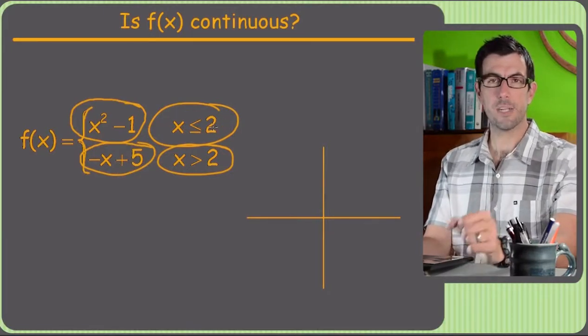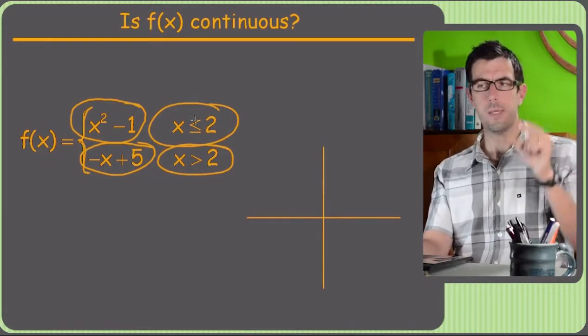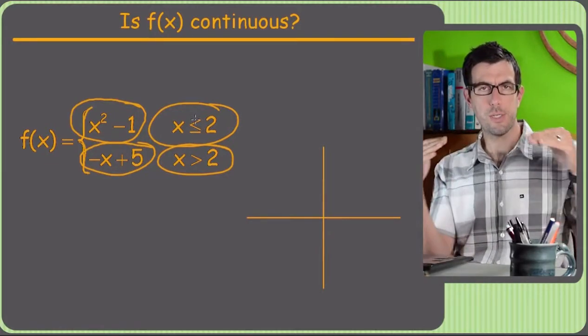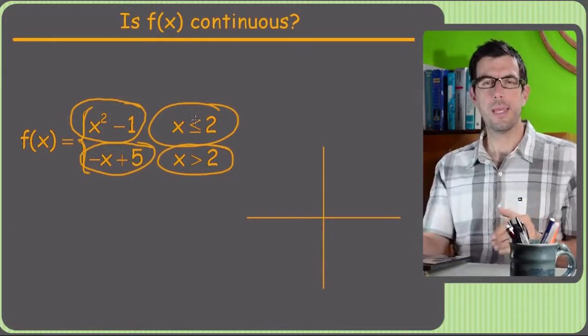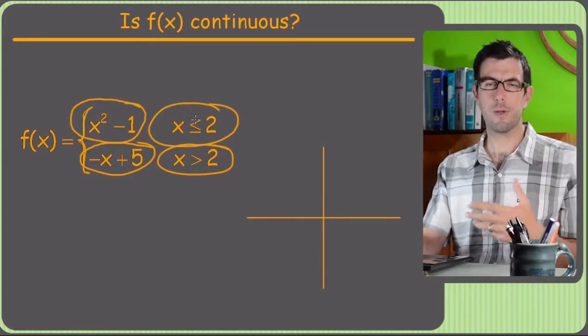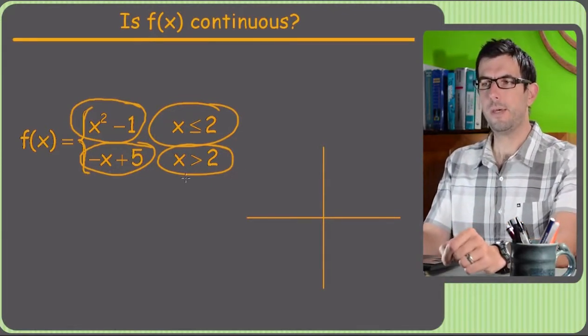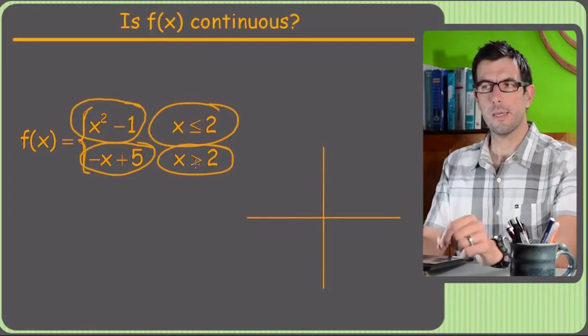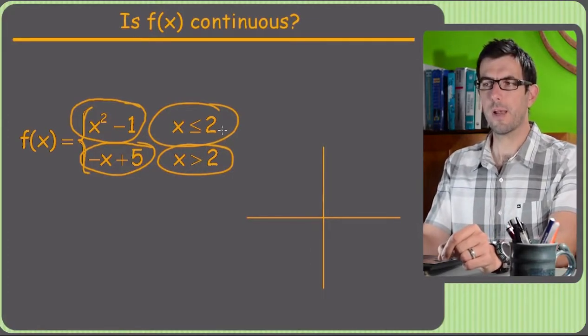And of course, the action is going to be at 2, because 2 is where we go from being a parabola to being a line. And the question is, are those going to line up, meet up, or are they not going to line up? And of course, that's the kind of stuff where the limit either exists or it doesn't, and the function's either continuous or it's not. So the question is, is this function continuous? Let's figure out what happens at 2.